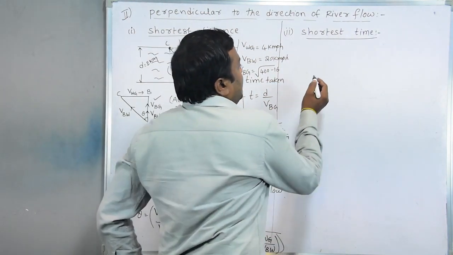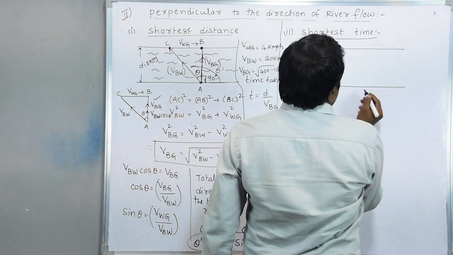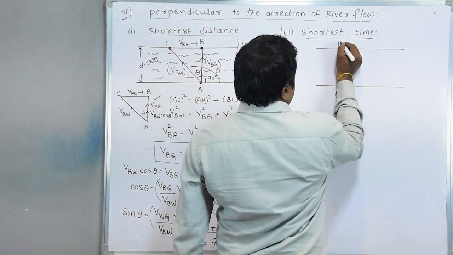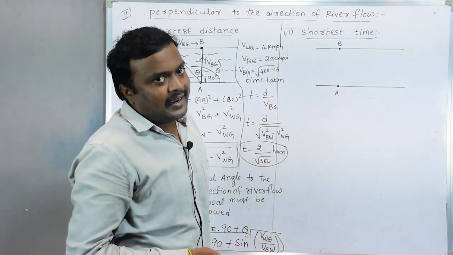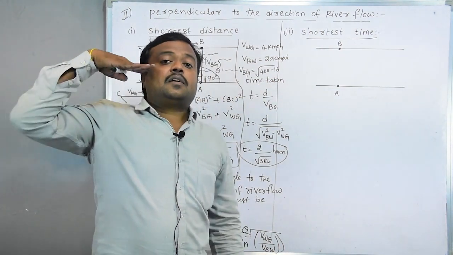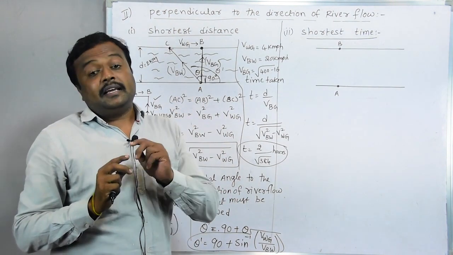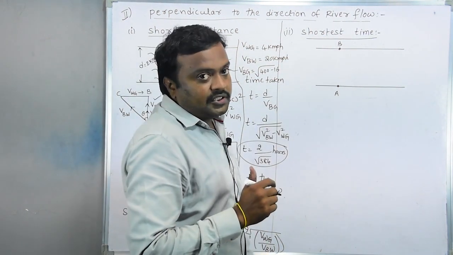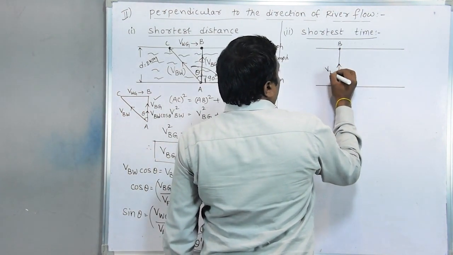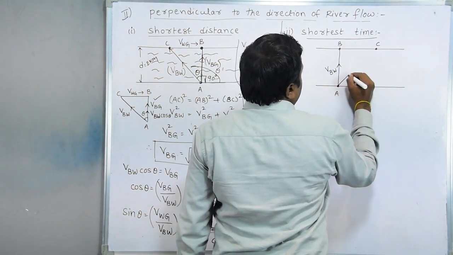If you go for shortest time, this you see. Shortest time is nothing but we should reach the opposite bank, the exact point not necessary. When is it possible? If the direction of river flow and direction of boat are in the same direction, then it is possible to reach in shortest time to the opposite end of the river. So the boat must start with boat with respect to the water, this one. It reaches this location like this.